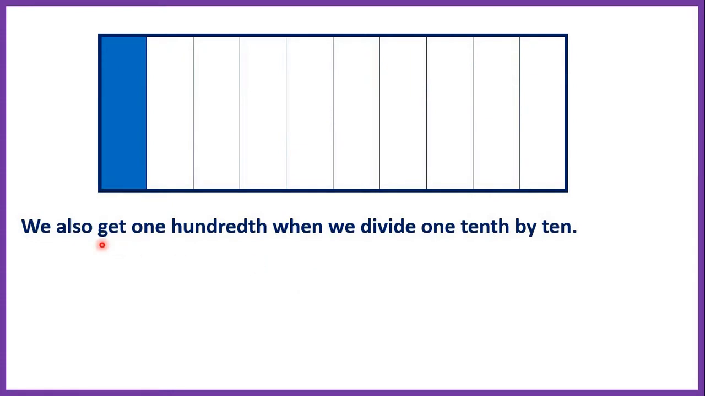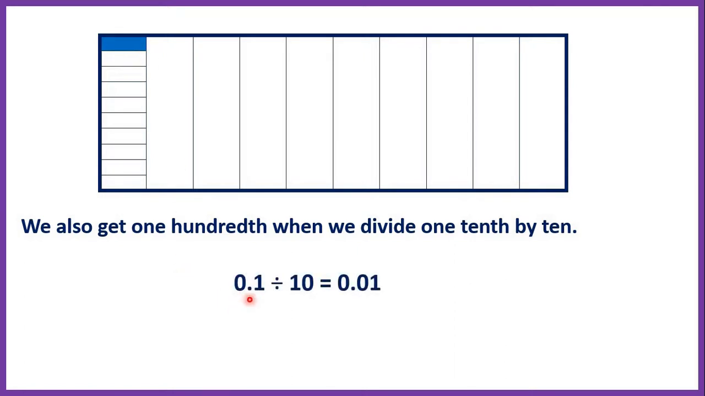We can also get 1/100th when we divide 1/10 by 10. So in this rectangle, we can see that one part out of 10, or 1/10, is shaded. If we divide this shaded part into 10 and keep only 1/10, then you can see that we have 1/100th. We have the same amount of the rectangle shaded as we did on the previous page. So 0.1 divided by 10 equals 0.01, or 1/10 divided by 10 is 1/100th.